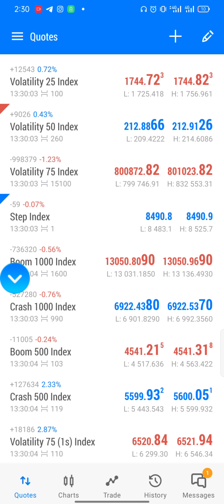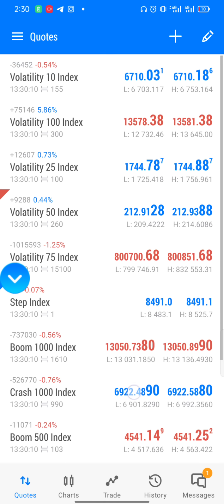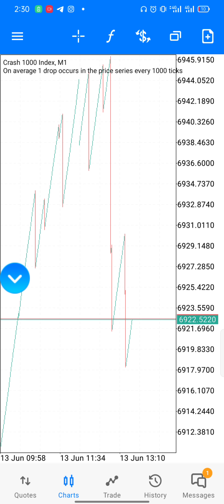So with this strategy, I believe a lot of you are going to be able to make money with this Crash 1000 Index strategy. It's a very quick strategy. You just use it to scalp some funds out of the Crash 1000 Index. That is, we're using this strategy to buy Crash 1000 Index. It's a very simple strategy, so I'll show you how you can make money with it for real.